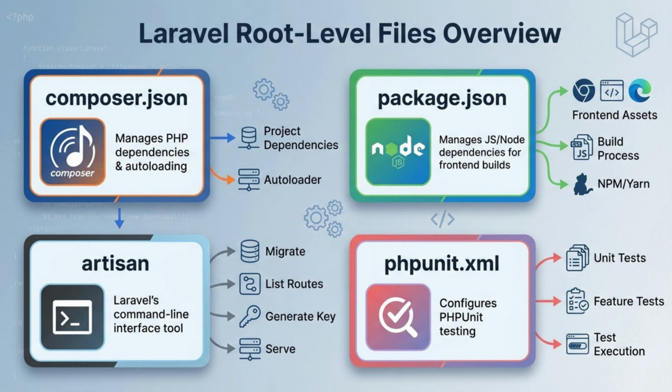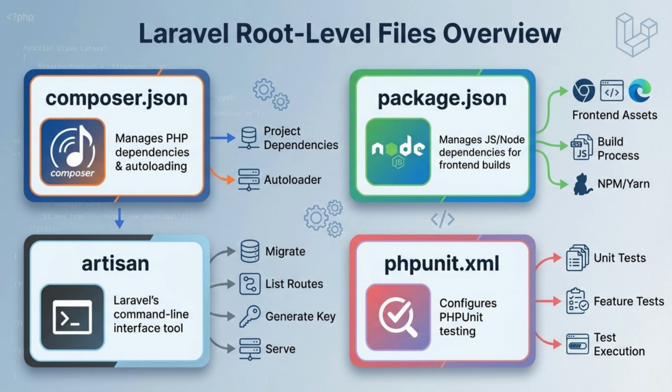In this part of the Laravel project structure, we explore the essential root-level files that power your application behind the scenes. These files sit at the top of your project and act as the control center for dependency management, command line operations, front-end builds, and automated testing. The composer.json file is one of the most important components because it manages all PHP dependencies that your application requires, including Laravel itself and any additional packages you install.